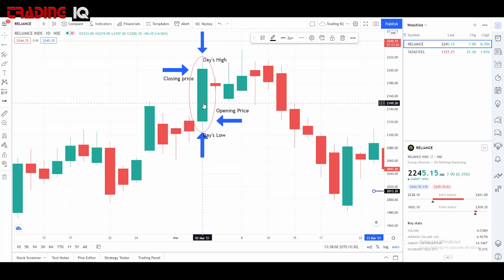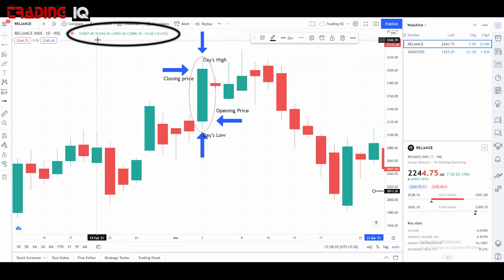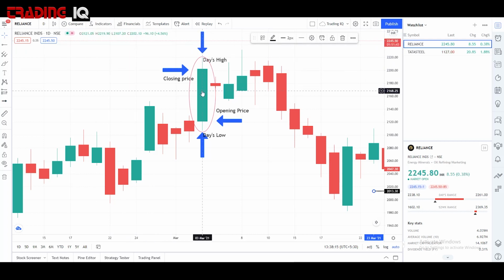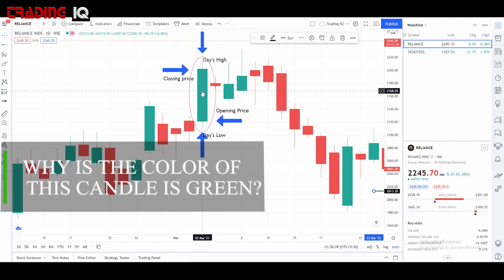Now, if you hover your mouse around, you do not need to look for it anywhere. You just simply put your mouse cursor on this particular candlestick, and you would see the statistics, the opening, high, low, close prices here in this section. So let me put my mouse cursor here. And as you can see, Reliance opened on March 3rd at 2,121 rupees. It made a high of 2,219 rupees. It made a low of 2,107 rupees, and it closed at 2,202 rupees, right? That's it.